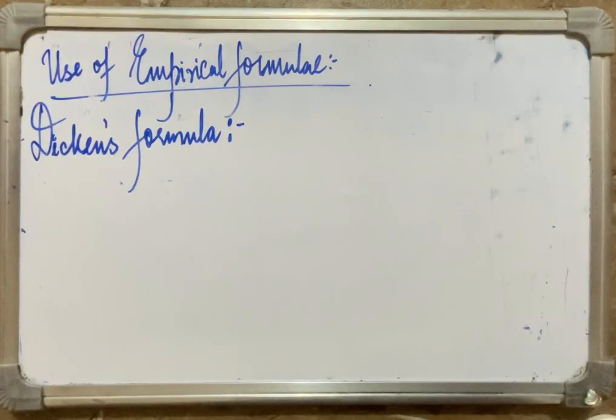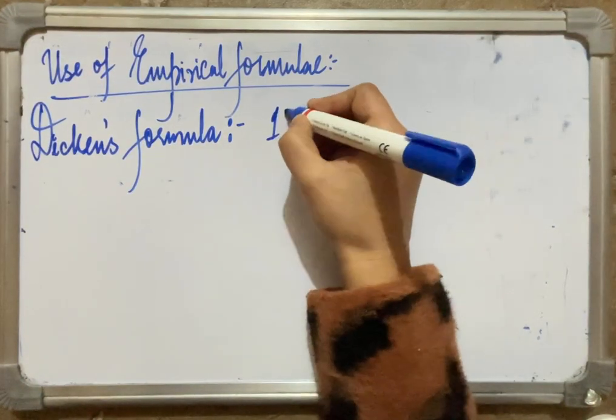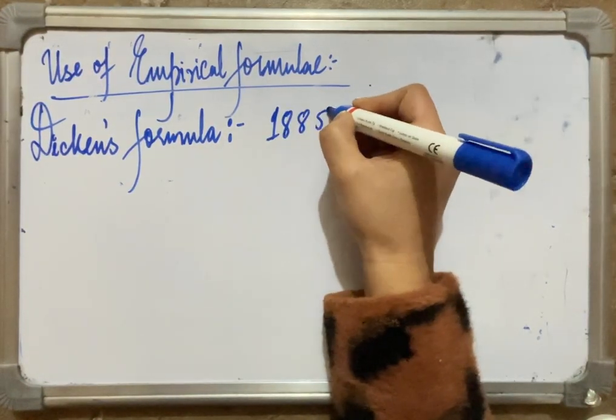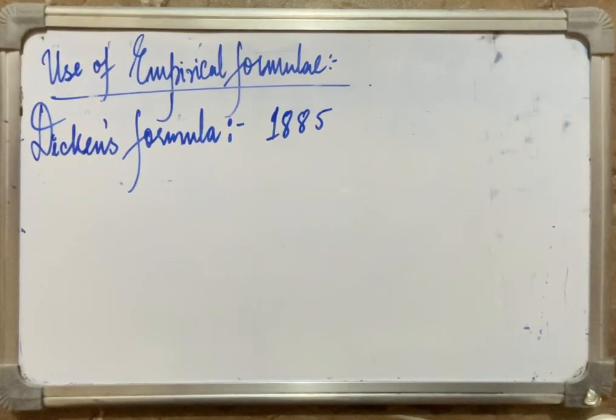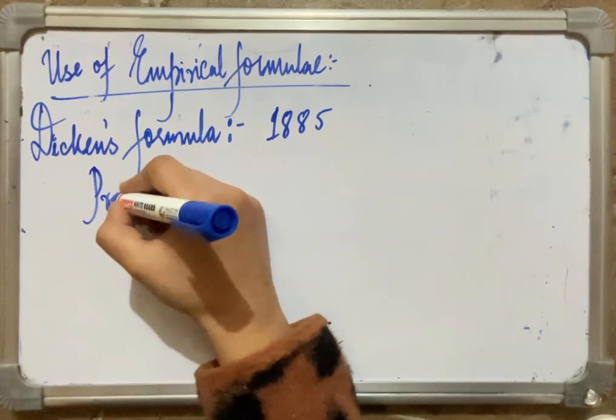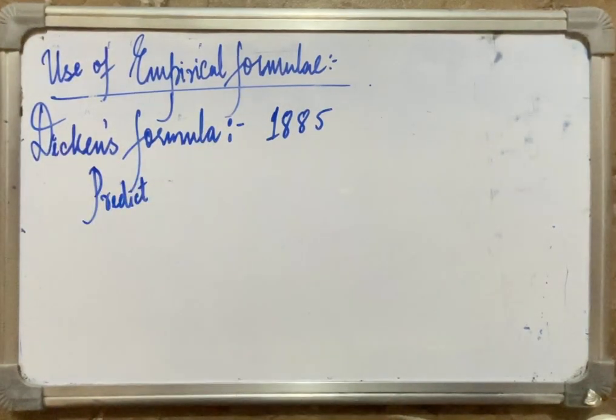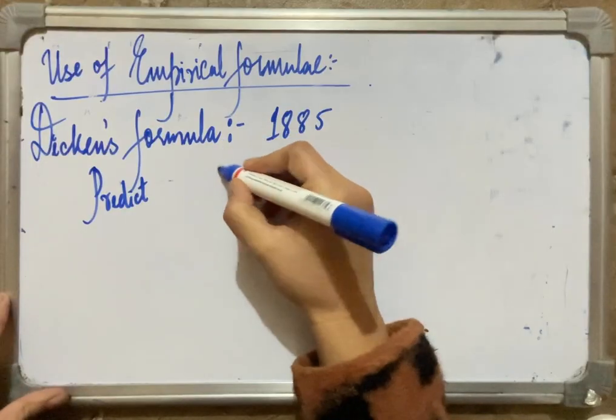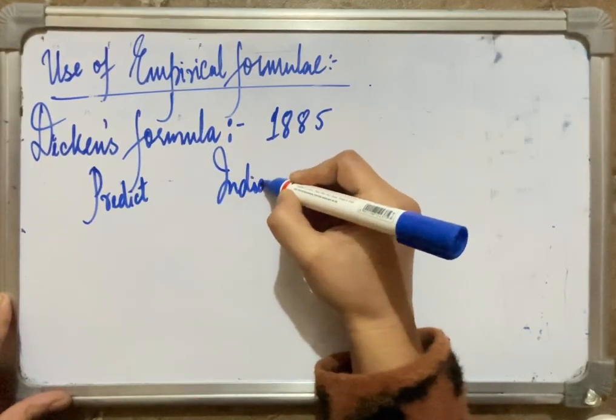Dickens, for the first time in 1885, made an attempt and derived a formula of the following form to predict what? The main aim was the prediction of the maximum flood on the basis of the studies which he conducted on the Indian rivers. Very important to note.